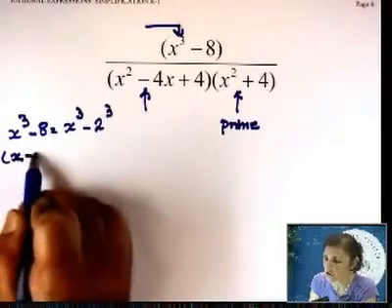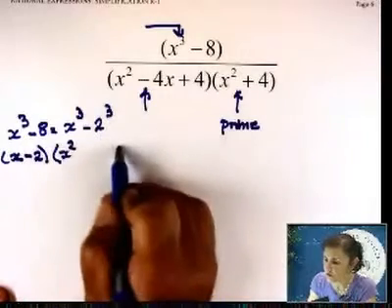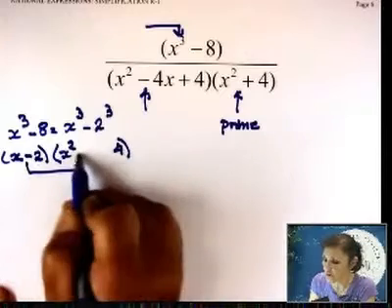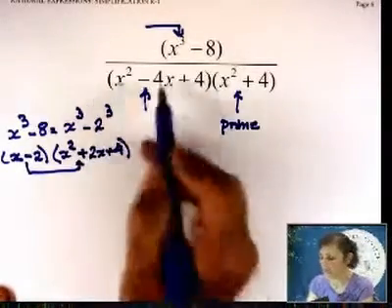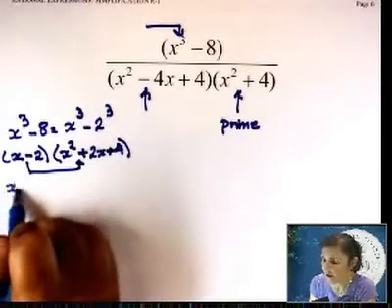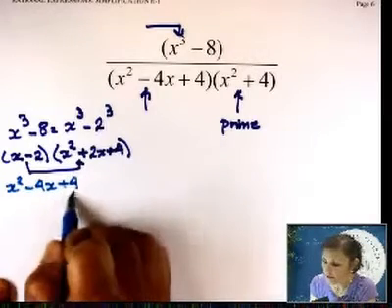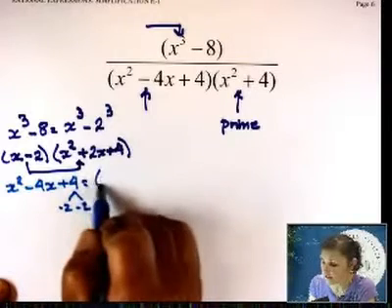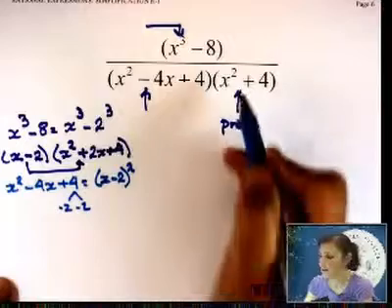X minus 2. Then you square the first one. You square the last one. And you multiply the middle. And the sign is going to be positive, 2x. Let's do this one. X squared minus 4x plus 4. This one is -2, -2. So in other words, that's going to factor out as x minus 2 squared. And this one is prime.